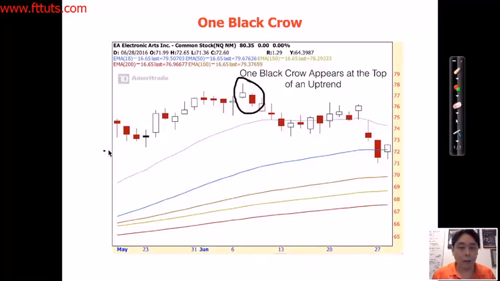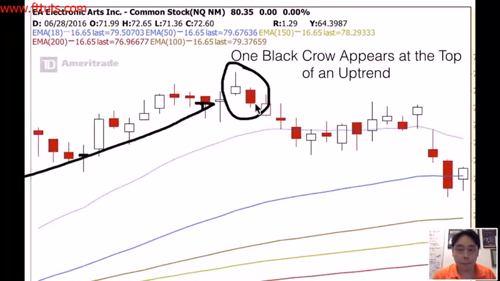Okay, so price goes up, and again, we see a bullish candle. After a series of bullish candles, we see a bearish candle. And the bearish candle opens below the close of the bullish candle. Check. Bearish candle makes a lower high than the high of the bullish candle. Check. Bearish candle closes below the low of the bullish candle. Check. Check, check, check. One black crow.